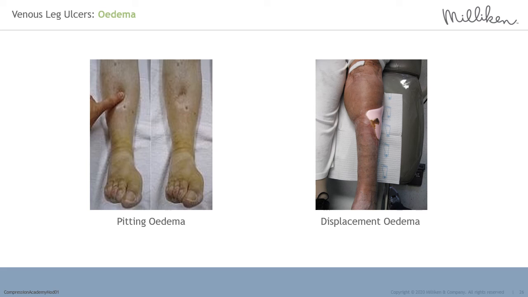Displacement edema may also occur as a result of poor compression therapies or techniques. If a patient's lower limb has been reduced by the use of compression, but the edema has now moved from below the knee to above the knee, then over-knee and thigh-high bandages will be required.